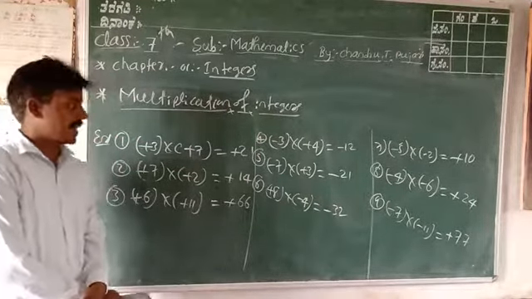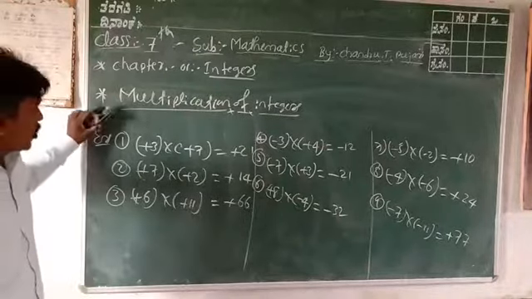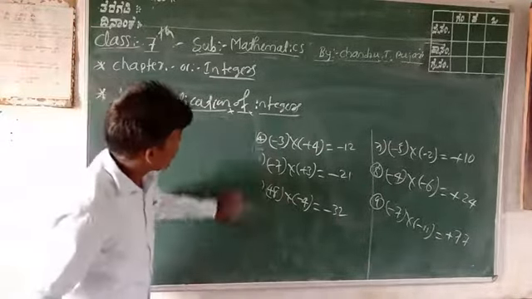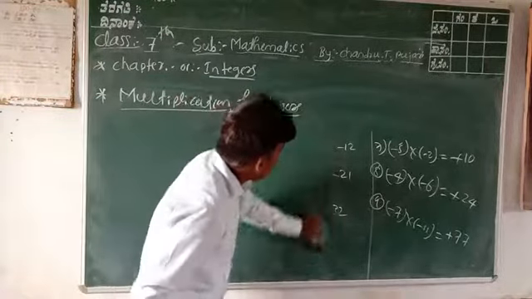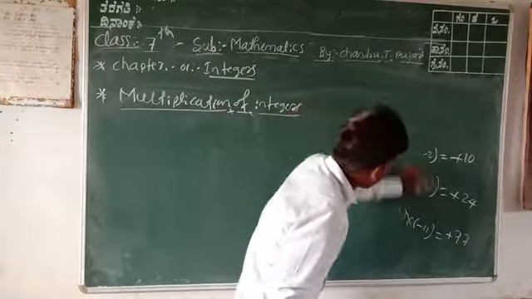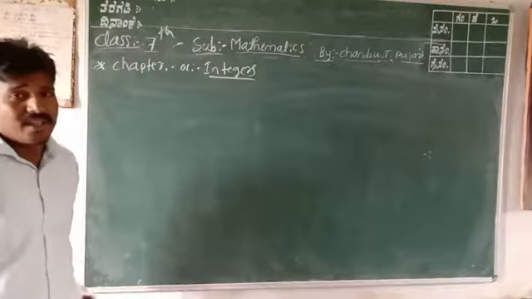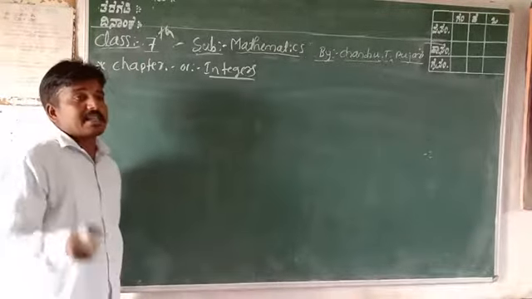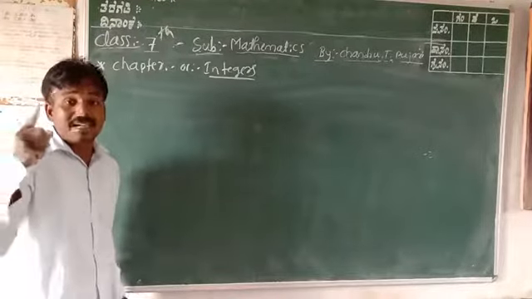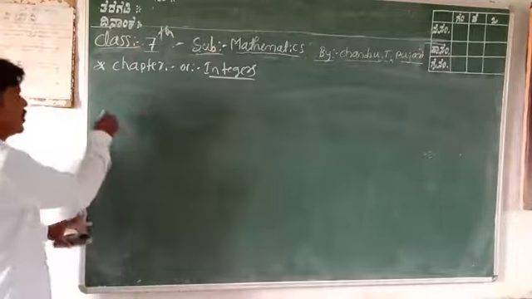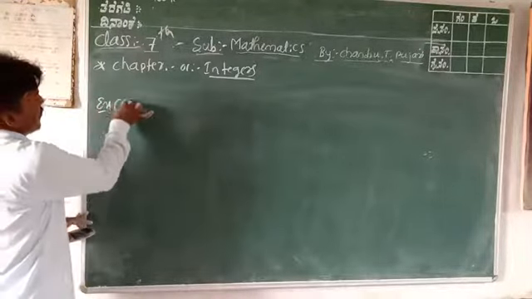Multiplication of integers. Dear students, you learned about addition in the previous class. That is no problem. Today I will discuss only multiplication of integers. You know addition of integers, subtraction of integers, and now multiplication of integers on the number line. Learn about example number 1.